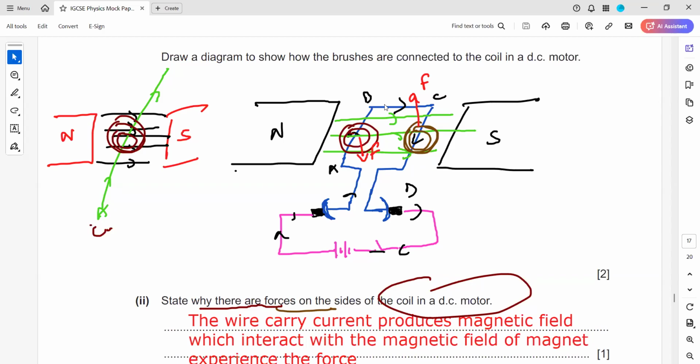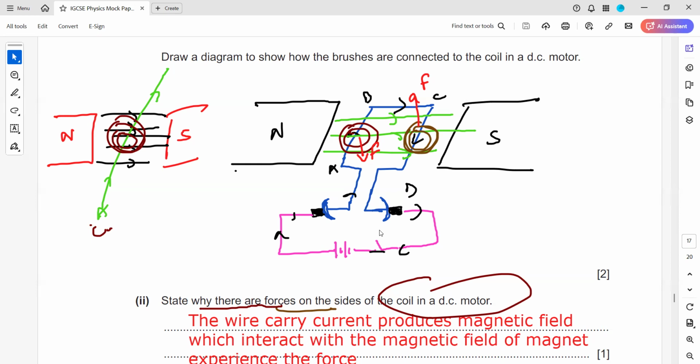So in short, what is a simple answer here? That a wire carrying a current produces a magnetic field which cuts the magnetic field of a permanent magnet, or two magnetic fields interact with each other. That is why there is a force on the wire. Is it clear, this one? So why does the wire experience a force? That is interaction of the two magnetic fields.